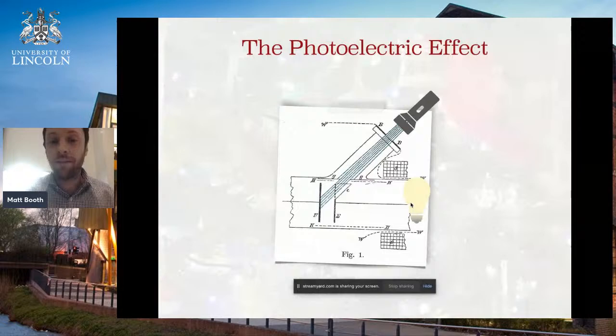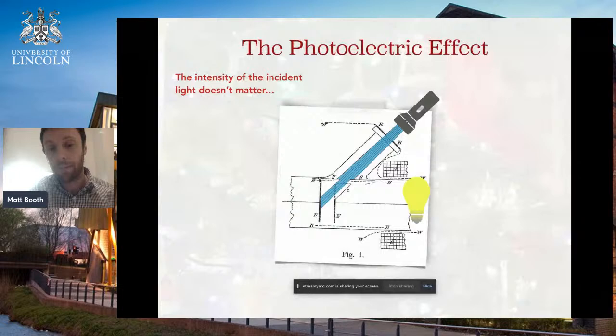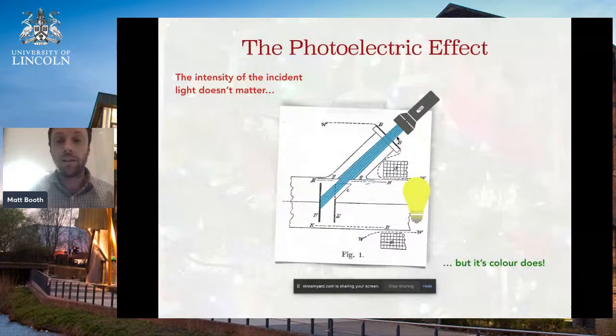Okay, so it doesn't seem to depend on intensity. The intensity of the light that we shine down onto this metal plate doesn't matter. If we want this effect to happen, where the light causes electrons from the metal to kind of jump across this gap, we need a certain color. So it's the color that's important, not the intensity.